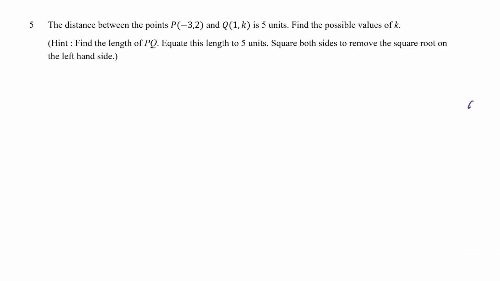Right, let's look at question 5. If you look at question 5, you're given 2 points. Point P, we know the x and the y coordinates. The x coordinate is negative 3, y coordinate is 2. But for point Q, you see that you're only given the x coordinate. The y coordinate is an unknown, indicated by the letter k, right? And you're asked to find the possible values of k.